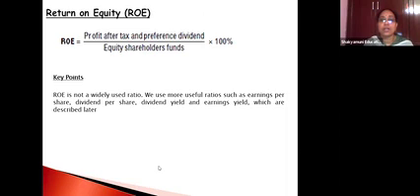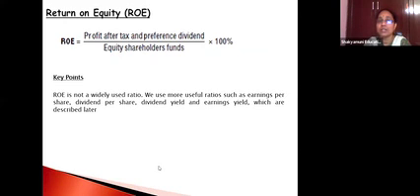Next, return on equity. This is not being used by most of the companies, because for equity we have a lot of other ratios. So here return on equity means how much equity shareholders are getting out of the profits earned by the company. This is nothing but PAT, profit after tax and preference dividend, because the entire profit is not available for the shareholders, right?